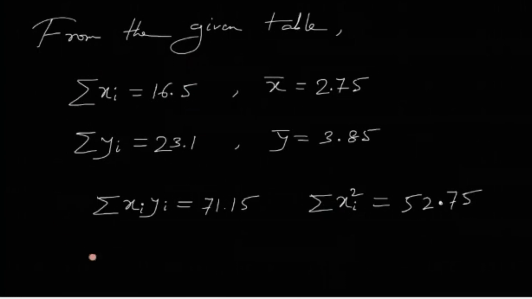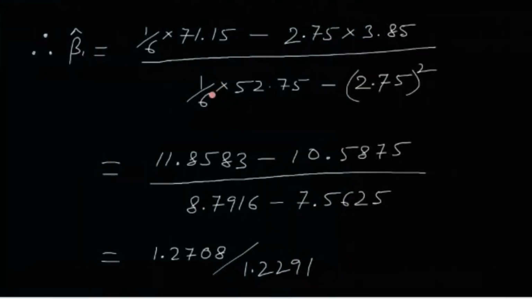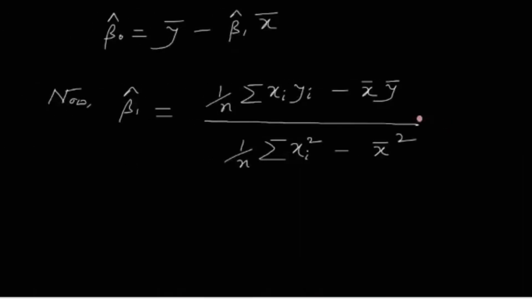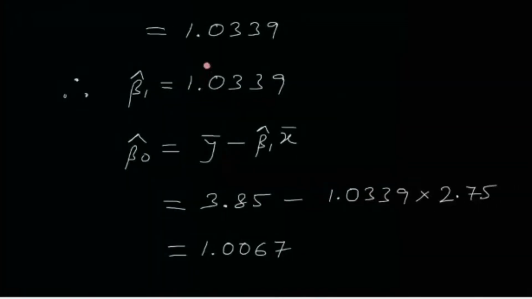After finding all these values from the given data, it's easy because only a few values are there, only 6 values. So beta 1 hat is actually nothing but just plugging in these values in this formula, and we get ultimately the answer to be 1.0339. This is beta 1 hat.